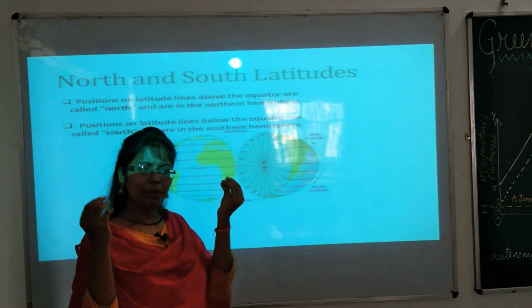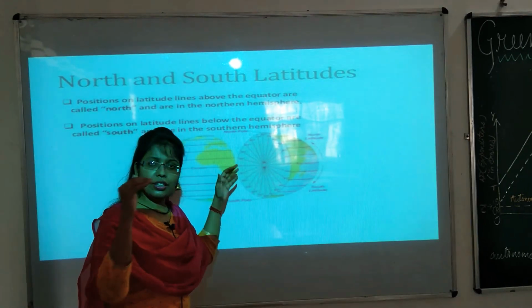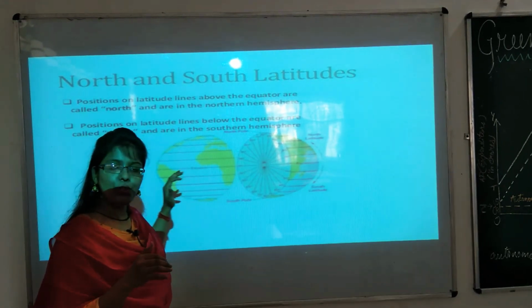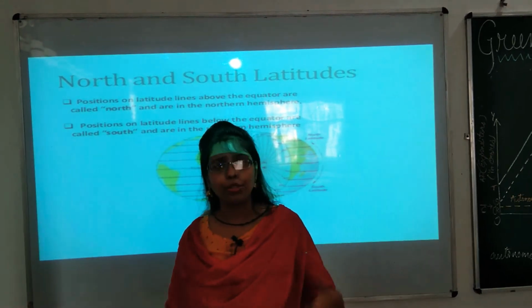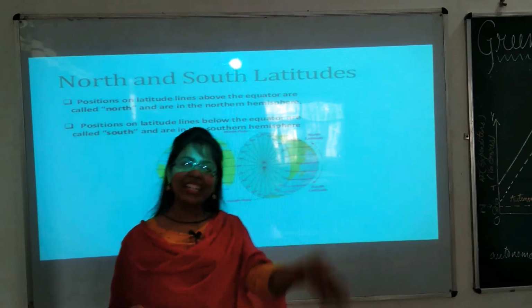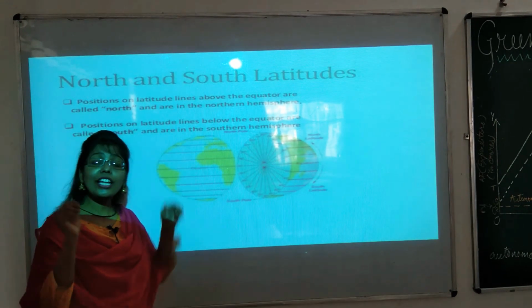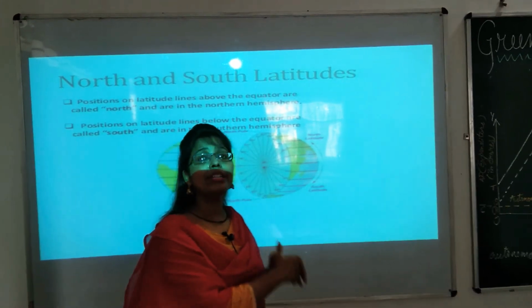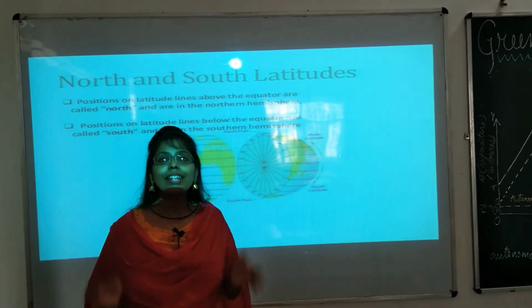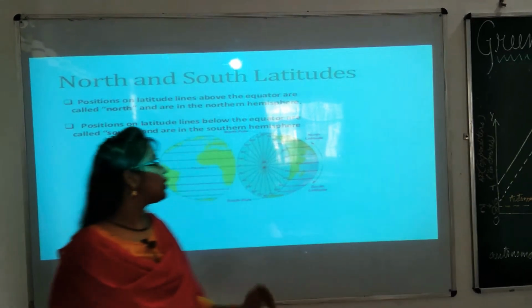But obviously, it's a simple, common phenomenon. If there is a north latitude, you will find it in the northern hemisphere. If someone asks you where you will find north latitude, don't answer southern hemisphere. You will find it obviously in the northern hemisphere. Okay students, a position on latitude that lies below the equator, below the equator there are south latitudes, and they are found in the southern hemisphere.